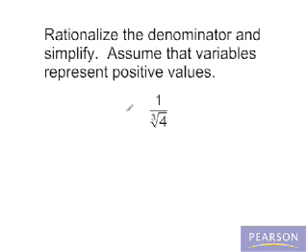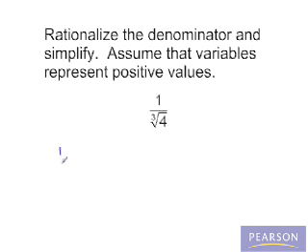Rationalize the denominator and simplify. Assume that variables represent positive values. So we are given 1 divided by the cube root of 4, and it's going to be our job to try to find a form of 1, try to multiply the numerator and denominator of this fraction by the same amount so that we eliminate radicals in the denominator.